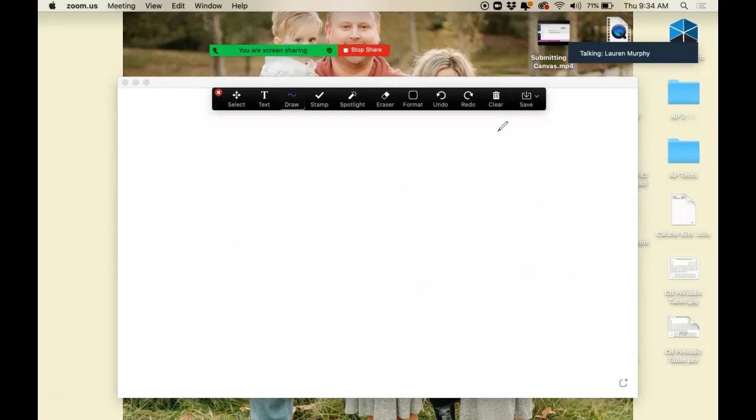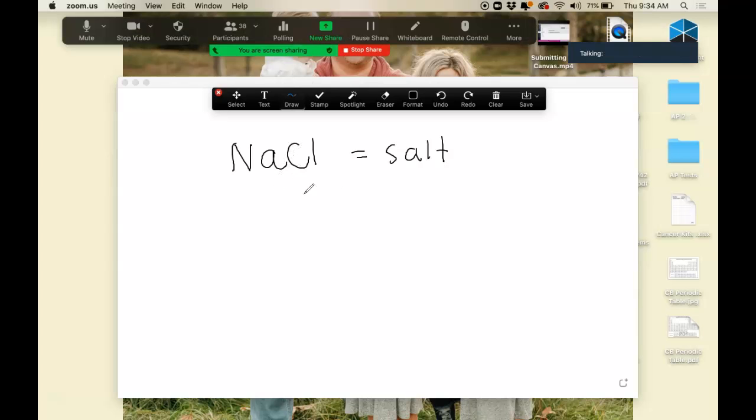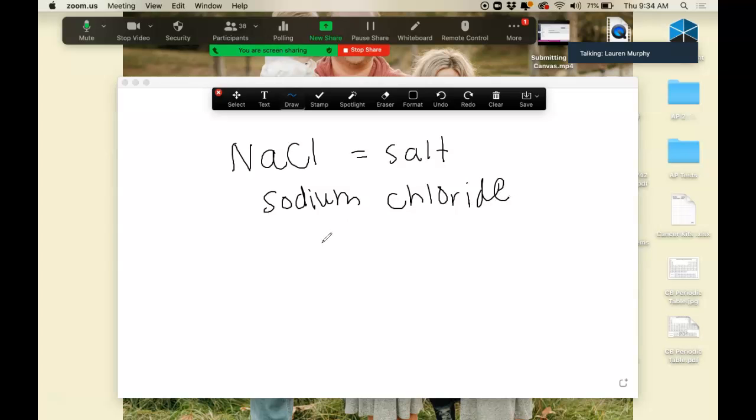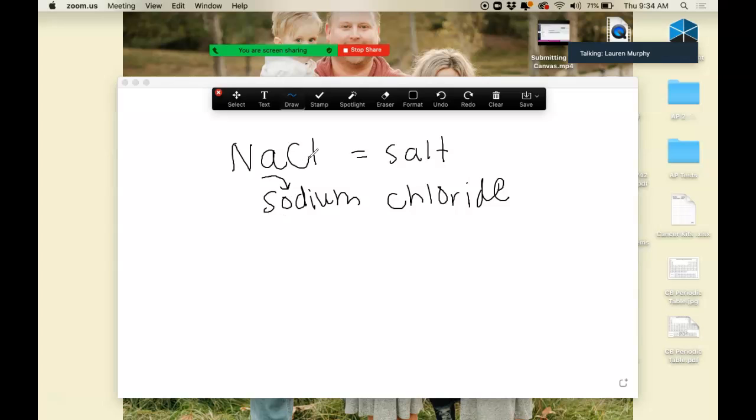I'm going to clear this now. And it's this guy. This is salt, right? But it has a name. You actually know how to name it already because you've probably heard of it before. What's its name? Sodium chloride, right? So you name the first element, and then you name the second element and replace the ending with ide.